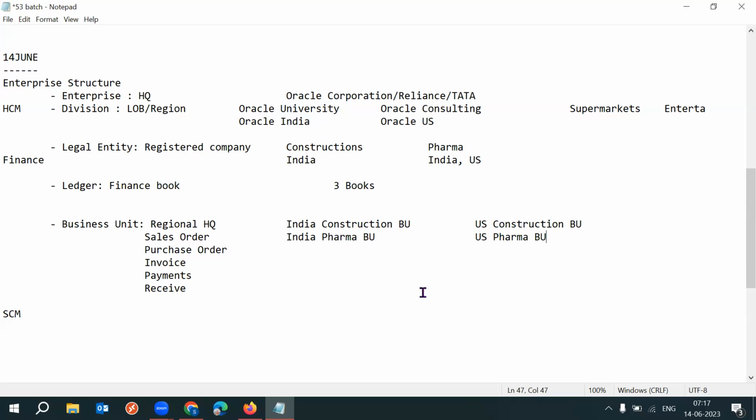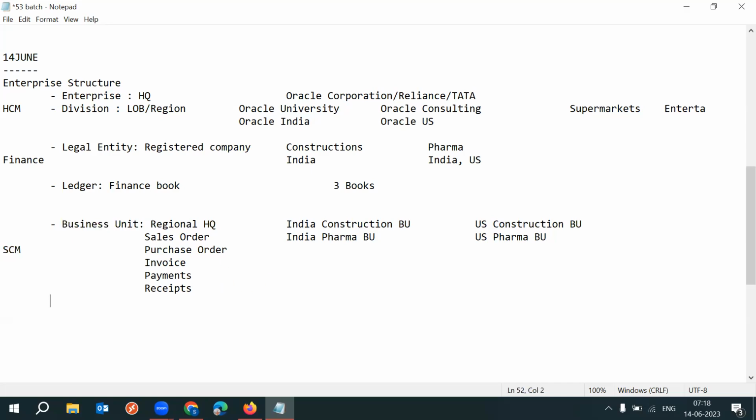Business unit: for every country, one BU; for every line of business, one BU. So far good? Yes. In the case of EBS, this is called an operating unit. So this is whose part? This is the SCM part. SCM consultants have to create business units and maintain and support them.